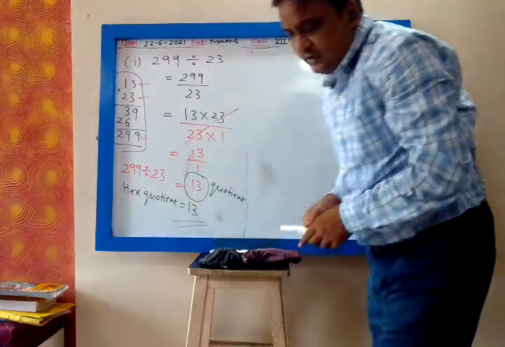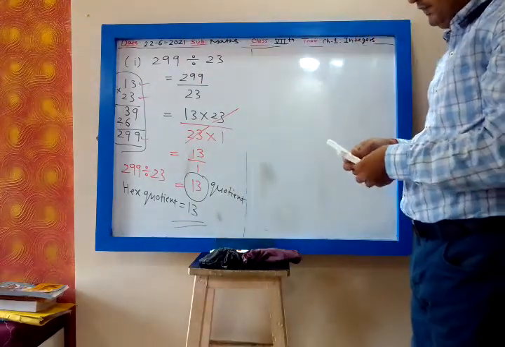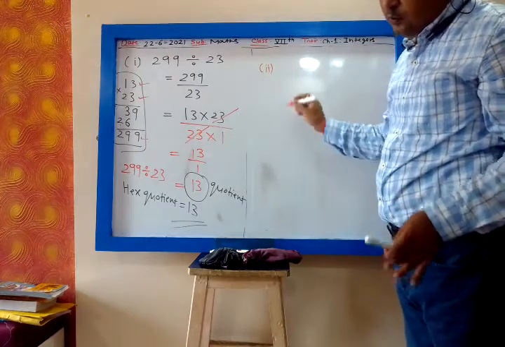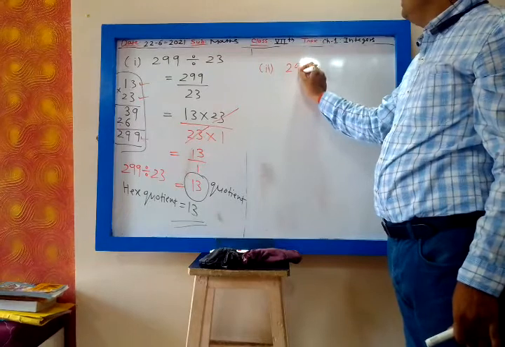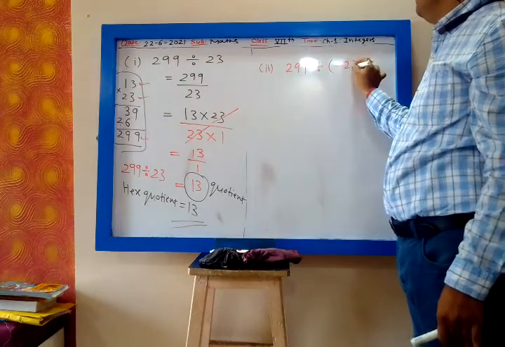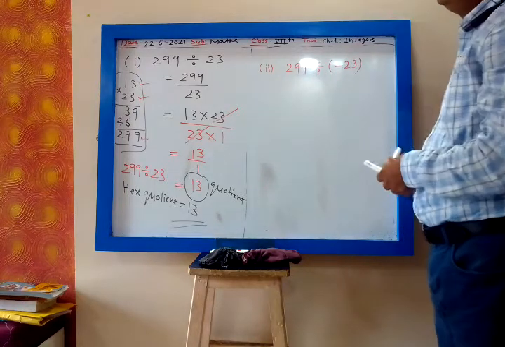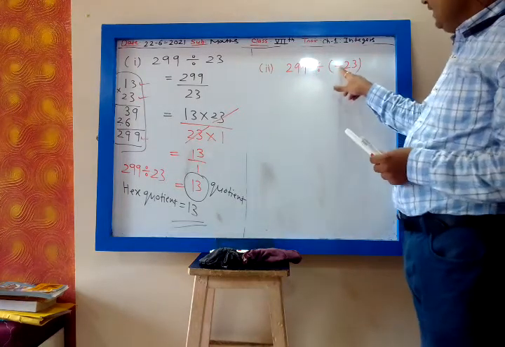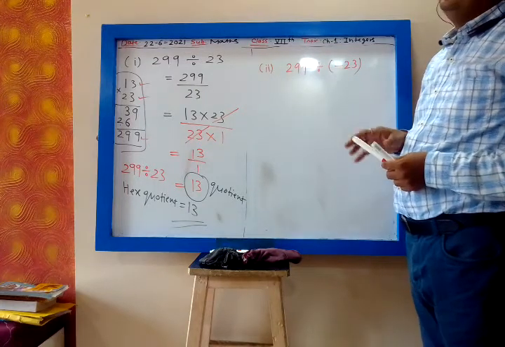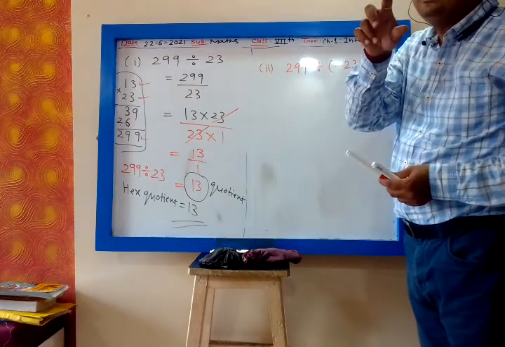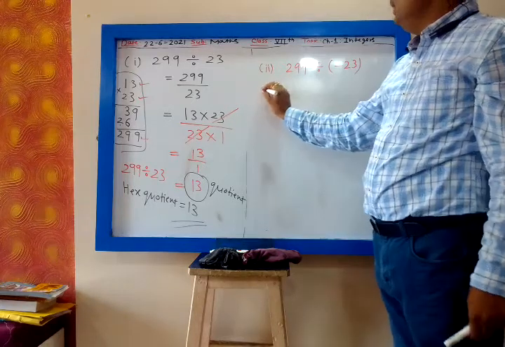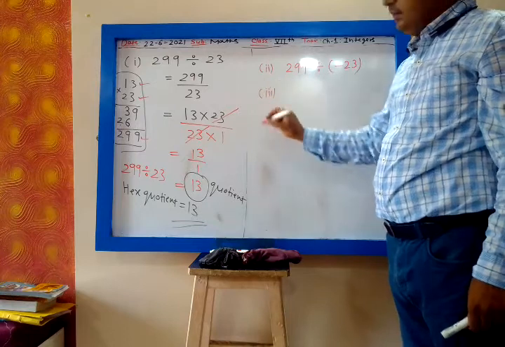Now let me list all the problems. Second, 299 divided by minus 23. Can anybody tell me what will be the quotient? It is minus. It is plus. Minus 13. Yes, very good. Minus 13 will be the answer.